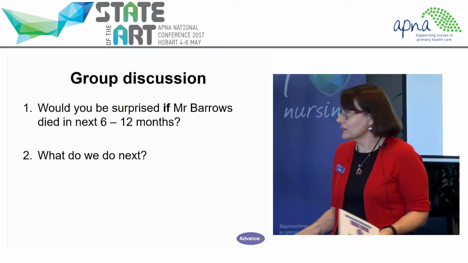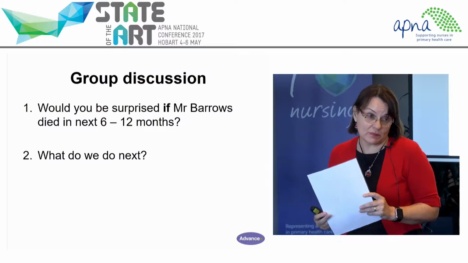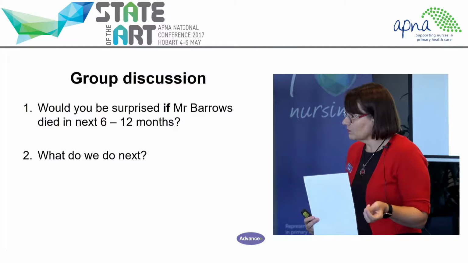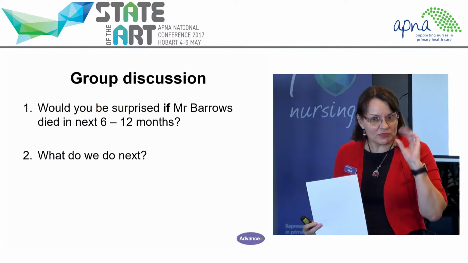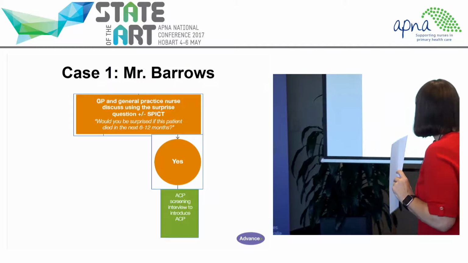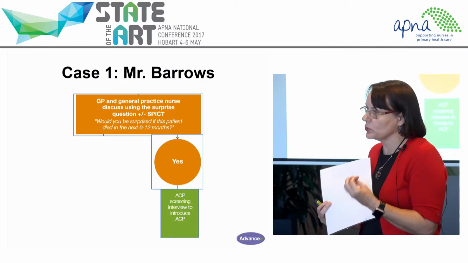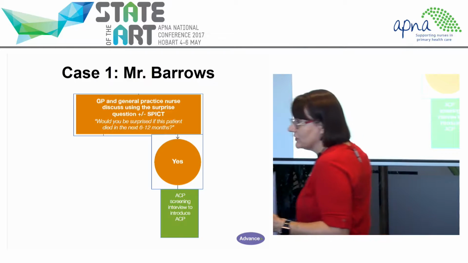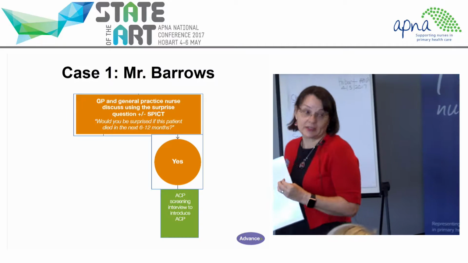So let's ask it. Would you be surprised if Mr. Barrows died within the next 6 to 12 months, just looking at his case history at face value? Yes. Basically, yes, we would be. Brilliant. So that's our first assessment tool. Now the second: he really does not need a full supportive care needs assessment at the moment. But because he is over 75, we should maybe start talking about advanced care planning.